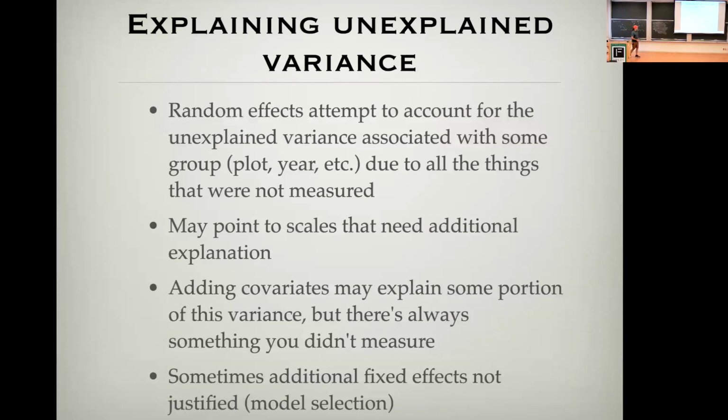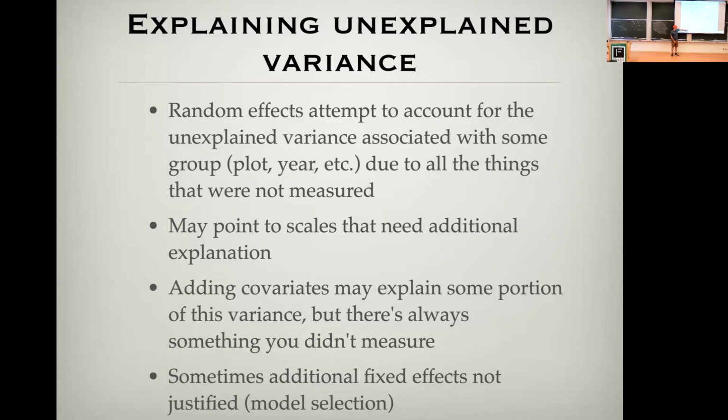Okay, I've said a lot of this already, but random effects attempt to account for the unexplained variance across some group, plot, year, et cetera, due to all the things that were not measured. The not measured is worth noting. If you have explanatory covariates, you should use them and see if they are significant, not just use random effects. Hierarchical models explain the variability that you can't explain with the known factors. They may point to things that need additional explanation. Adding covariates may explain some portion of that variation, but there's always something you didn't measure. So the x's may increase, but that doesn't mean the random effects go away.